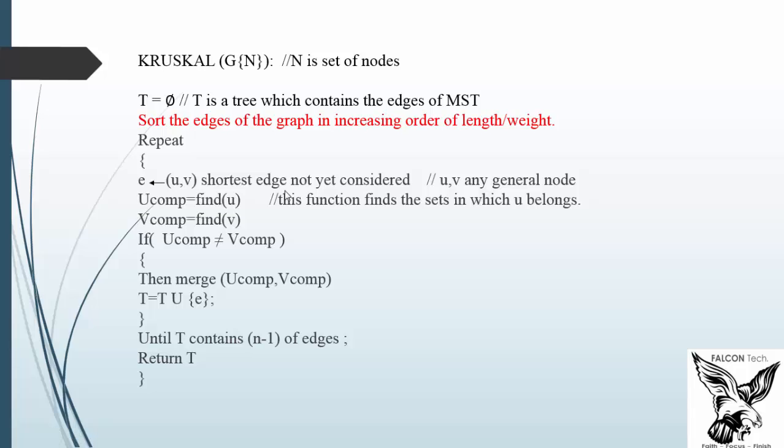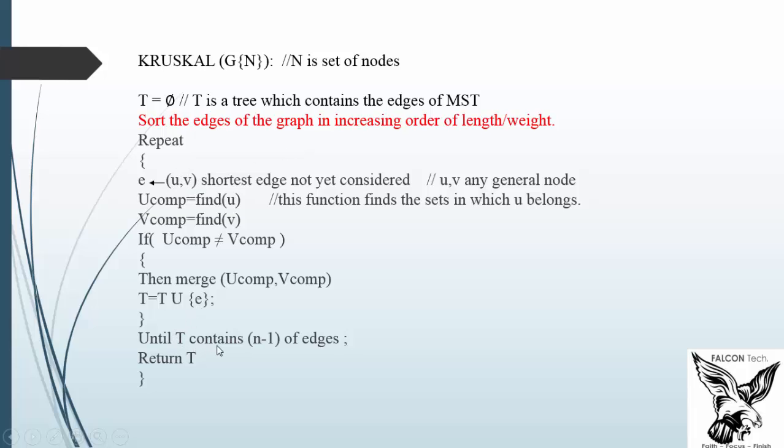U and V may be any general nodes. U comp is equal to find U and V comp is equal to find V. This function finds the set in which U belongs and V belongs. If U comp is not equal to V comp, then merge U component and V component, and then T is equal to T union E. E means the edge.